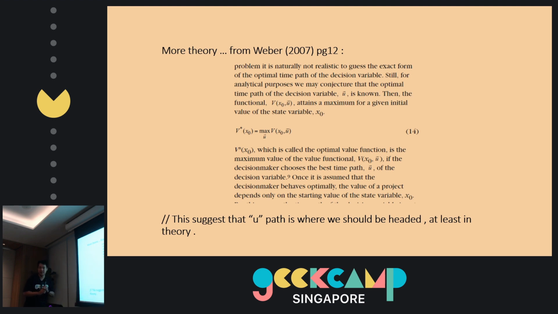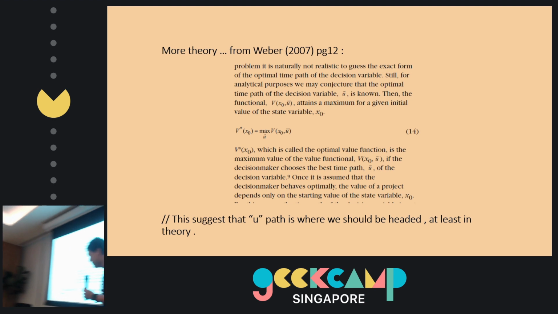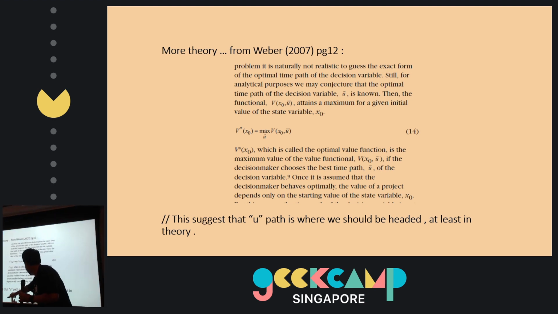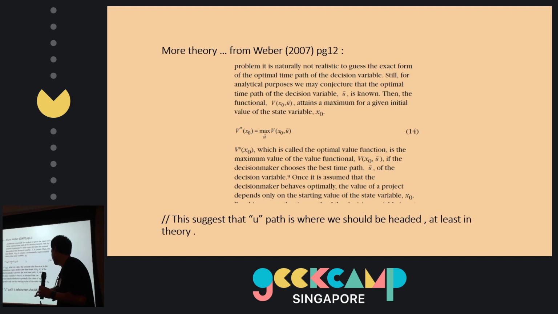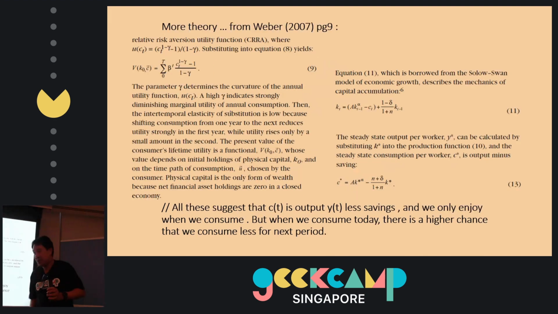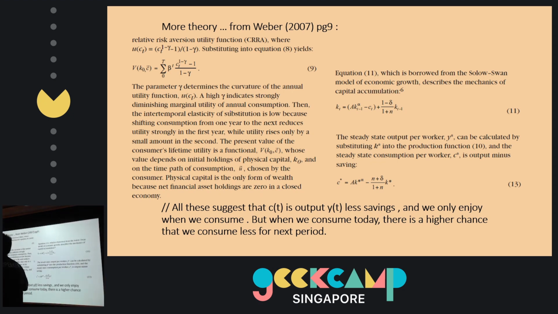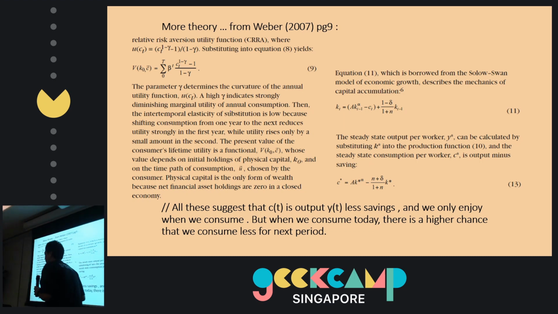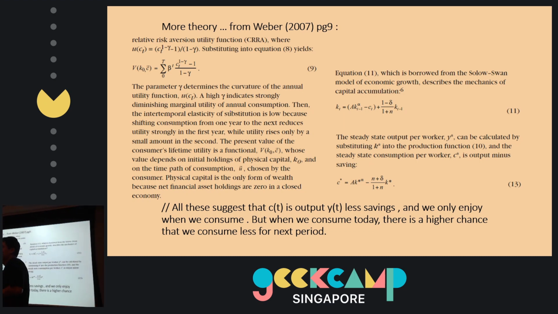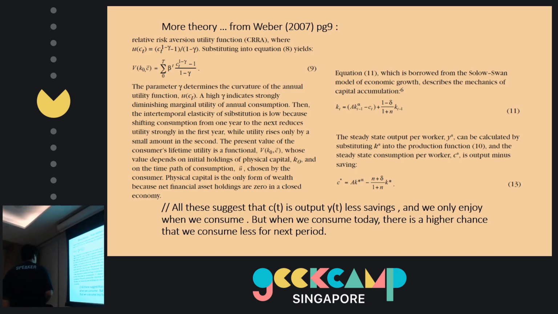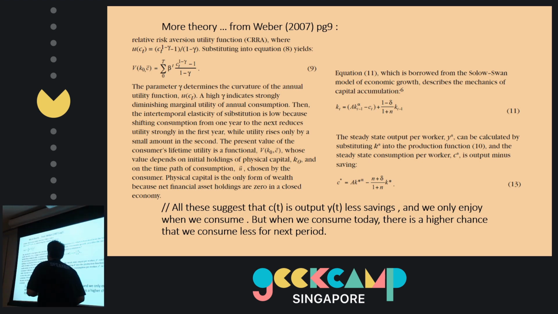So, of course, here we are doing scientific stuff, or at least we pretend to do scientific stuff. So my interpretation, in simple English, is that this path is where we should be headed, at least in theory. More theory, more scary theory, from the same guy, on page 9. So this thing defines happiness. If you maximize it, you have happiness. And what is this C?